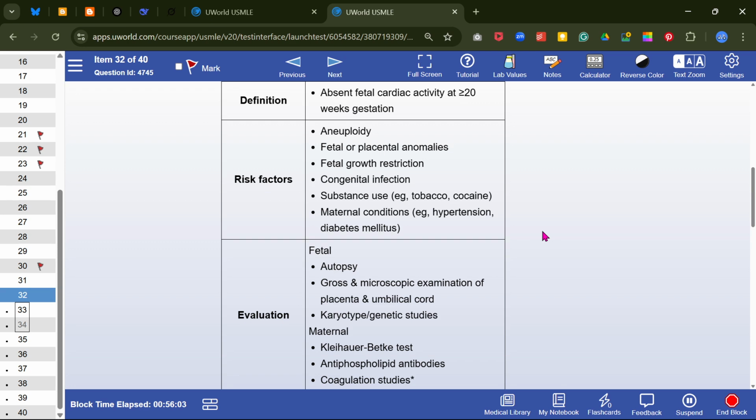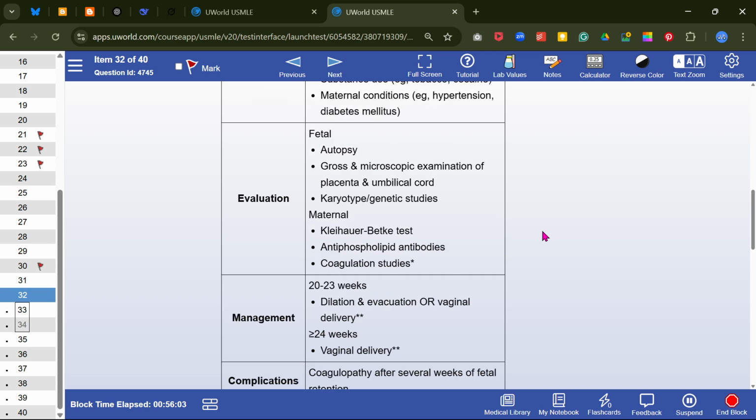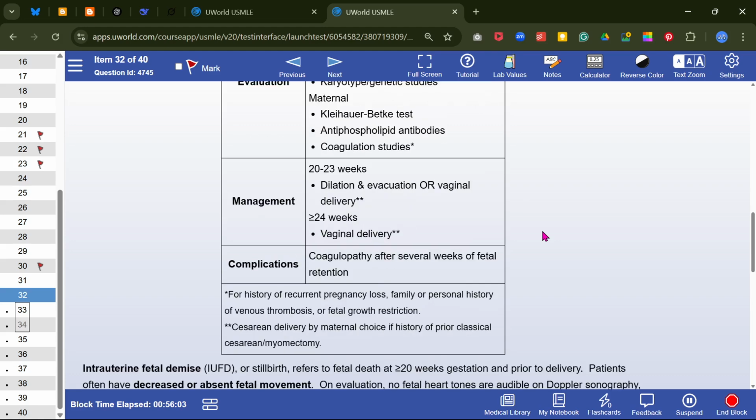Maternal studies include antiphospholipid antibody and coagulation studies. Management at 20 to 23 weeks is dilatation and evacuation or vaginal delivery, and at more than 24 weeks, vaginal delivery. Complication is coagulopathy after several weeks of fetal retention.